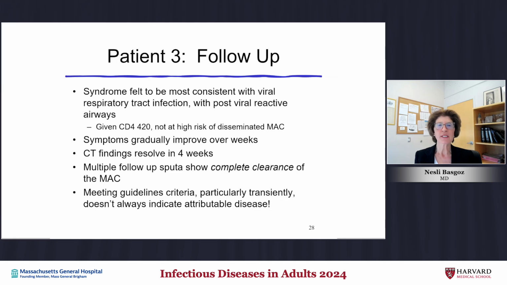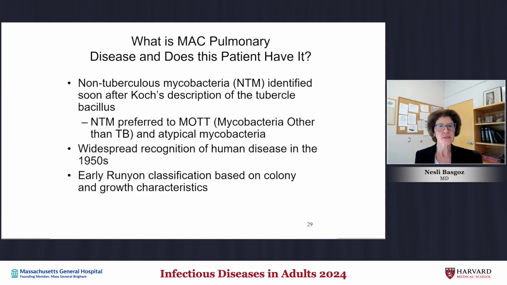My impression was that this syndrome was most consistent with viral respiratory tract infection with post-viral reactive airways. And given his CD4 of 420, I wasn't worried about disseminated MAC in this patient. His symptoms gradually improved over weeks, and the CT findings resolved 4 weeks after the time of this assessment. His follow-up sputa showed complete clearance of the MAC. And so remember, meeting guidelines criteria, particularly transiently, doesn't always indicate attributable disease.